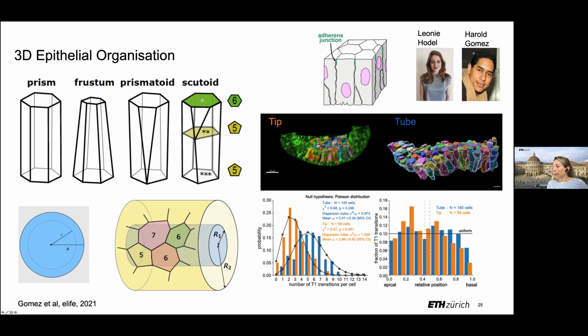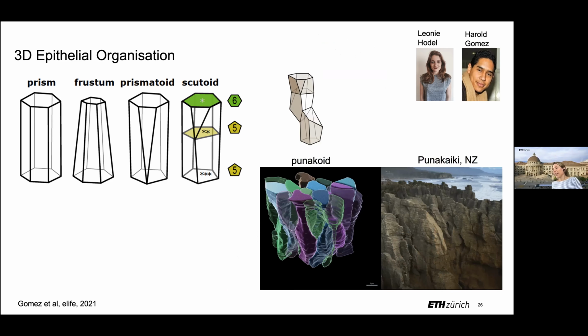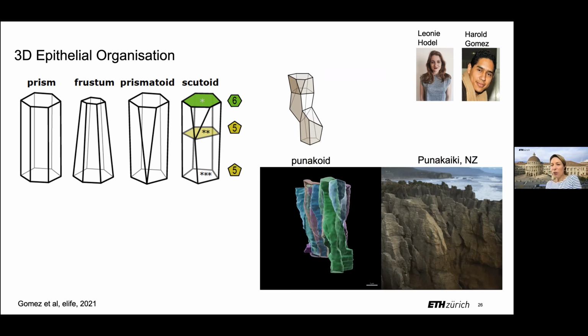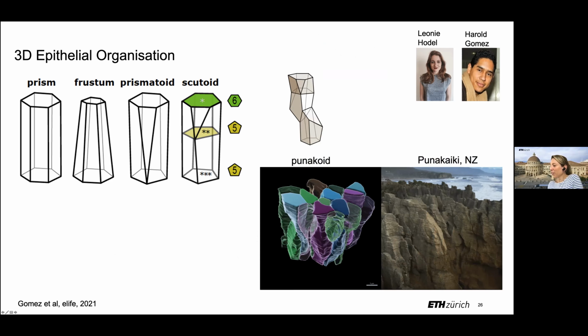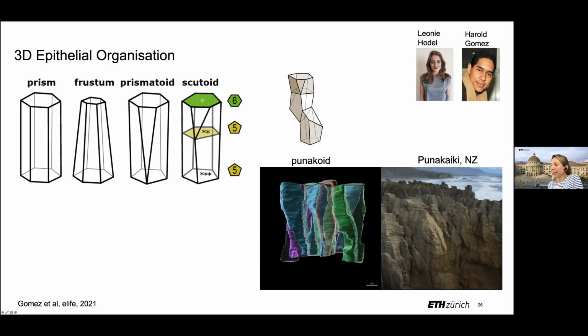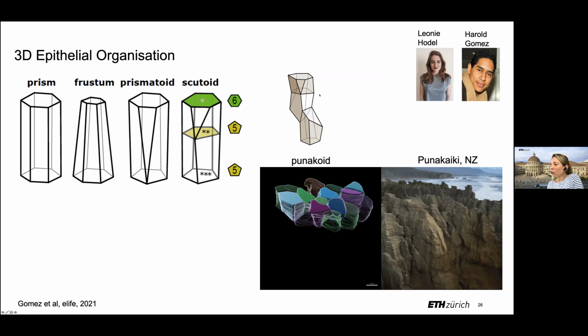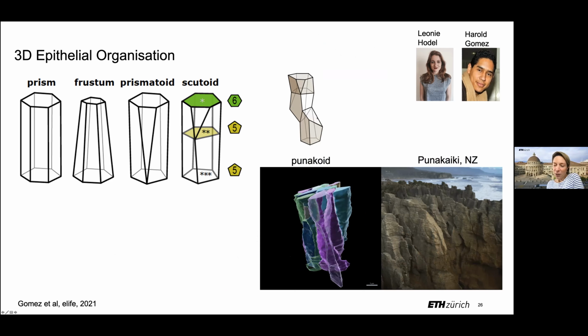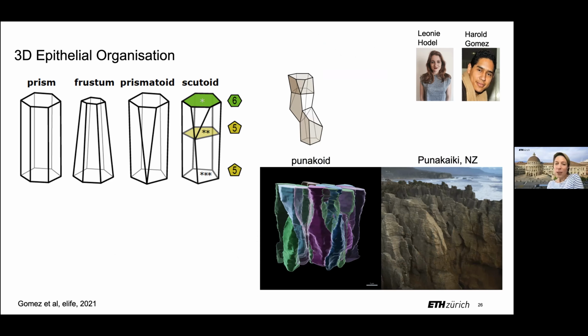And when we quantify them, they're uniformly distributed along the apical-basal axis. And they seem to be stochastically distributed, so they follow a Poisson distribution. Now, the structure that we are seeing in our cells is more reminiscent of the rock formation in Punakaiki. So we would propose to call that geometry punakoid to go with that rock formation.